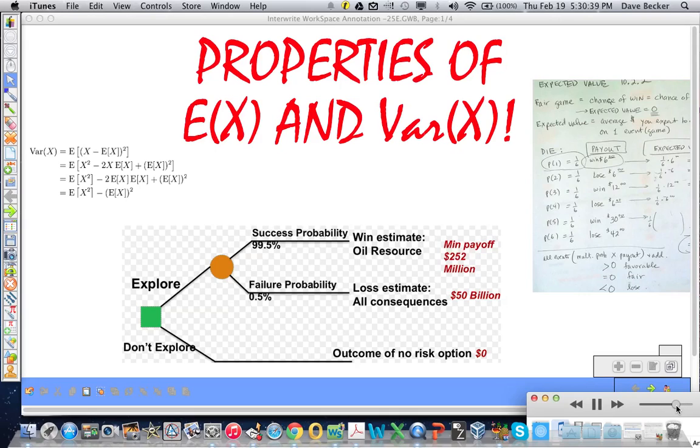We are back and better than ever, and we are going to talk about properties of the expected value of x and the variance of x, the random variable x, of course.